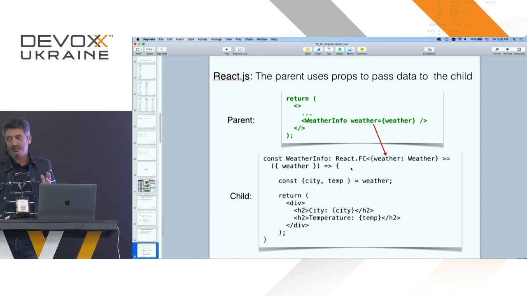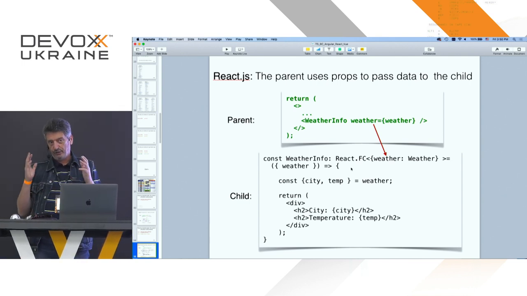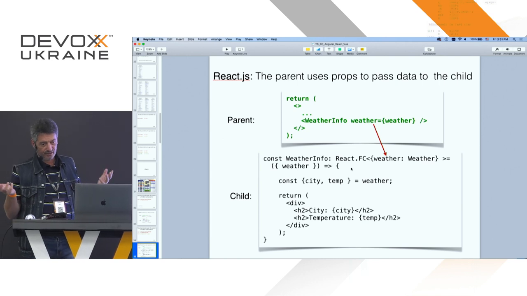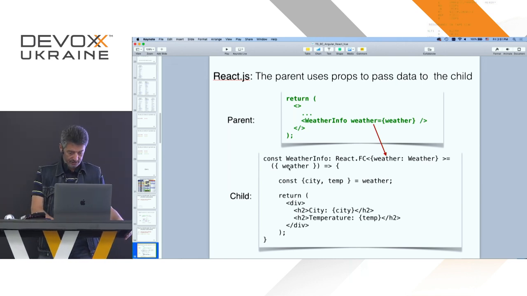In the child, this is how the child component may look like in React. As a matter of fact, React supports different syntaxes. You can create component as a class, or you can create component as a function. Functions are easier to create. In this case, as you can see, I declared a variable of type React.FC, functional component. And this is a syntax, it's like lambda in JavaScript, passing parameter to the function. So this function can return the HTML, the UI.